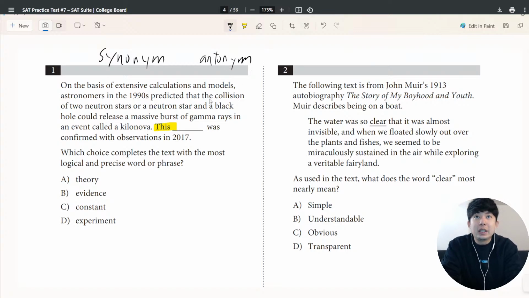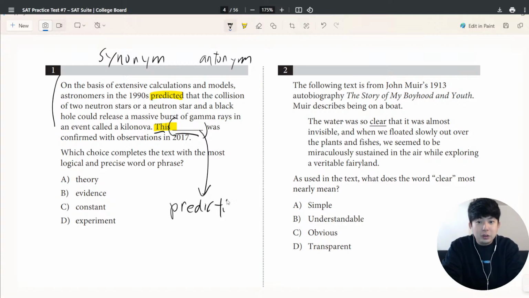What I mean by that is, most of the time we have to go through a word that is similar to what was in the text, or an opposite relationship. So here I have the word "this." This blank was confirmed with observations, so "this" must refer to whatever I just saw. So what was it? They predicted. So what I want to do is, if I can, do it like this first. This prediction was confirmed. Okay, it was a prediction.